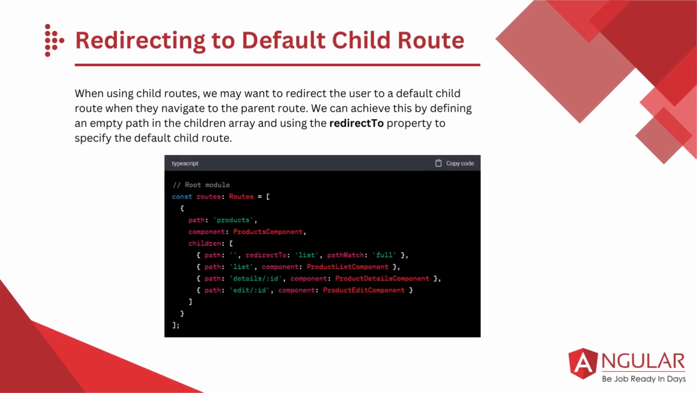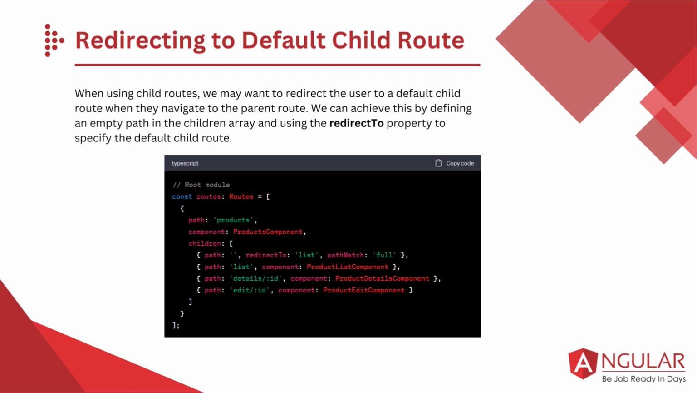3. Redirecting to default child route. When using child routes, we may want to redirect the user to a default child route when they navigate to the parent route. We can achieve this by defining an empty path in the children array and using the redirectTo property to specify the default child route. In this example, when navigating to /products, the user will be redirected to /products/list, where the product list component will be displayed.